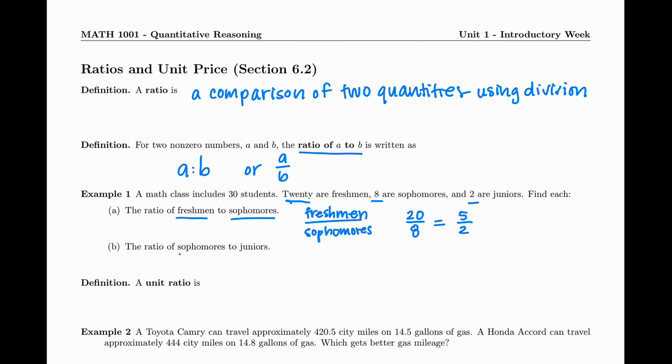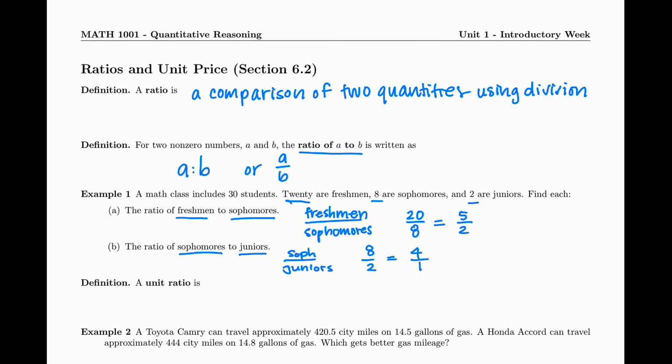Now let's look at the ratio of sophomores to juniors. So it'll be sophomores over juniors. And order does matter. It must be sophomores compared to juniors, not the other way, juniors compared to sophomores. So there are 8 sophomores and 2 juniors, which can be simplified as 4 to 1. So the ratio of sophomores to juniors is 4 to 1. You could think for every 4 sophomores, there's 1 junior.